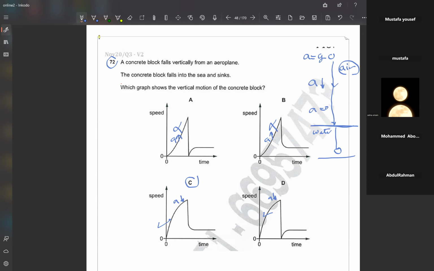After that, when the object hits the water surface, what happened? It decelerates. He's still decelerating until what? Until balance between resistive force and weight. So now we can choose this one because it looks like the skydiver motion. So C is correct. We cannot choose deceleration until it becomes 0. Okay? Any question? Let's move to the next.